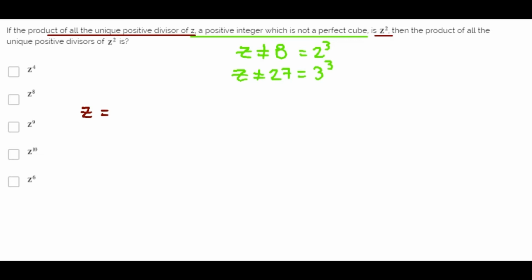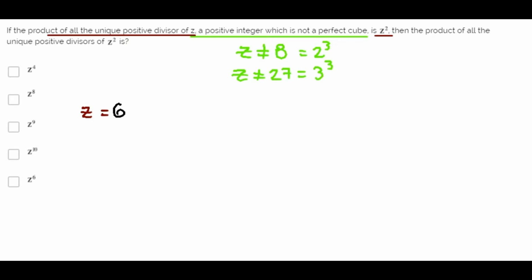Now let's try with number 4. Factors of 4 are 1, 2, and 4, and the product is 8. And we know that z cannot be 8. Therefore, we can try now with 5. But remember that 5 is a prime number, like 2 and 3. Therefore, z cannot be 5 because the factors of 5 are 1 and 5, and 1 times 5 is 5, and 5 is not z squared. So now we're going to try with number 6.